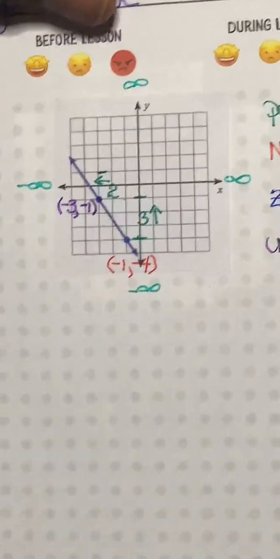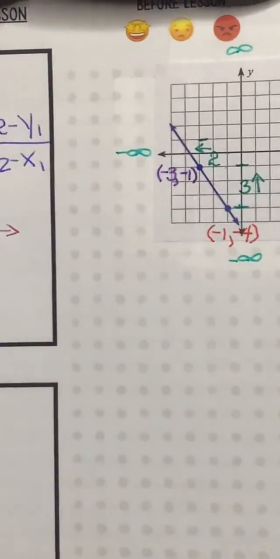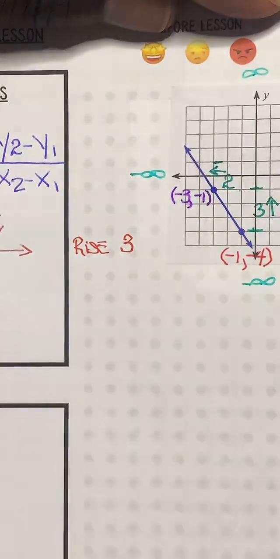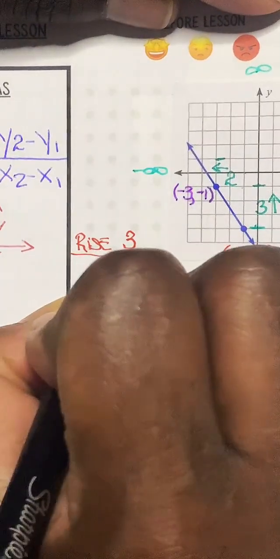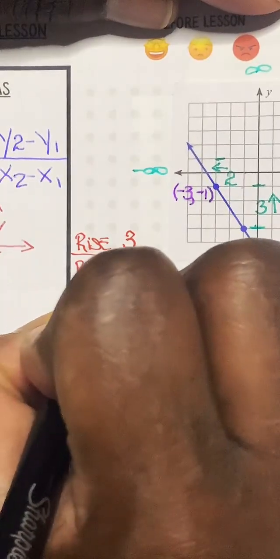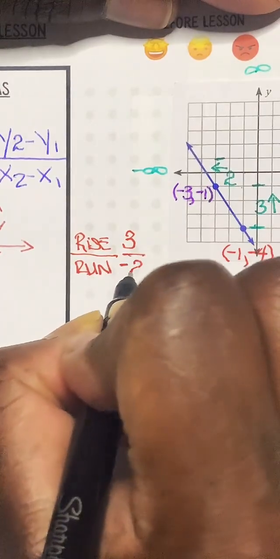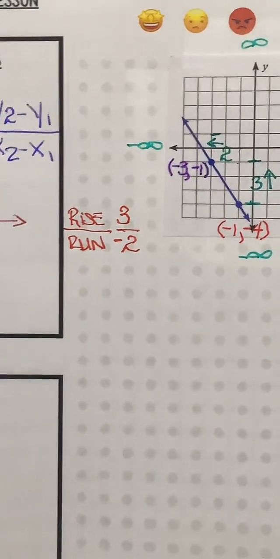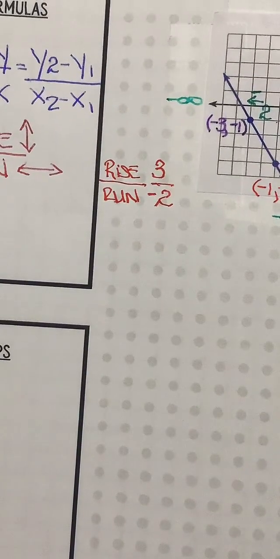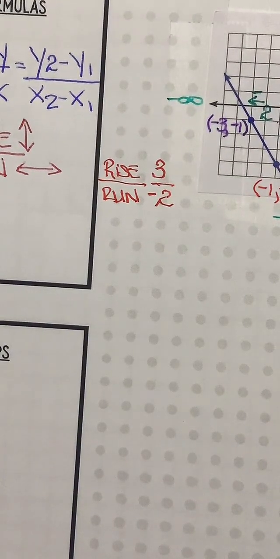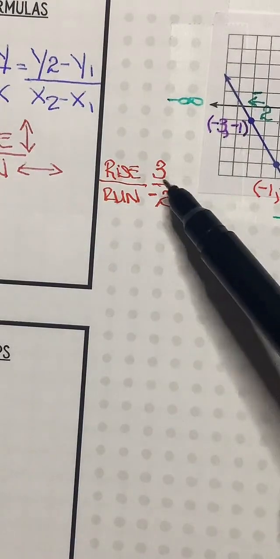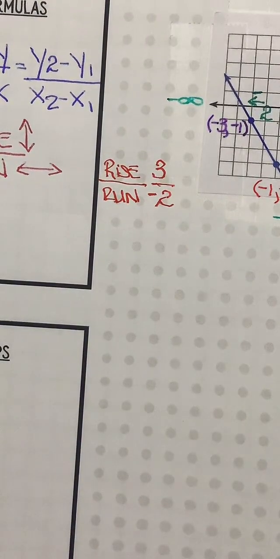So, keeping in mind, we have our rise over run. Our rise, which we said was up 3, so that's a +3. Our run, we went to the left, so that's a -2. So your slope, your gradient, your steepness is basically a -3/2.